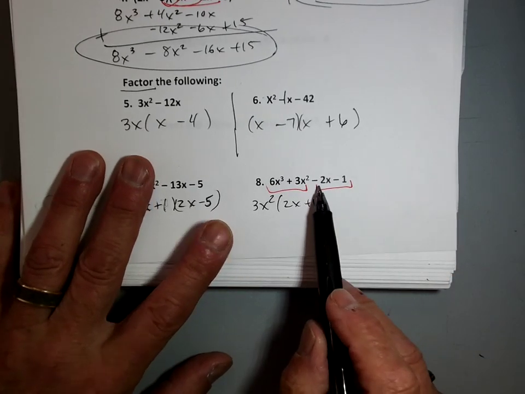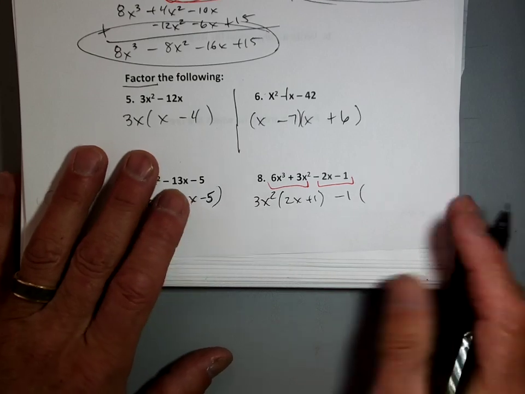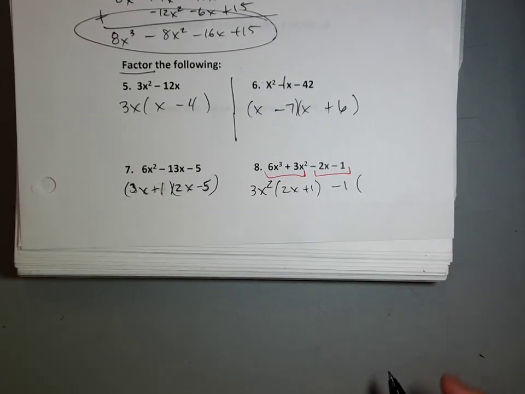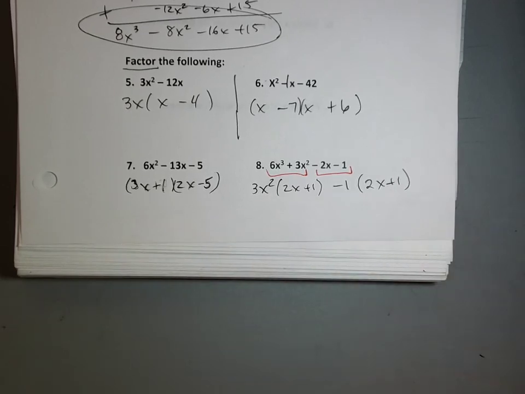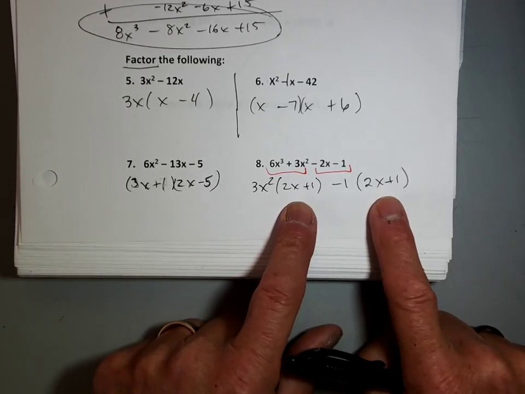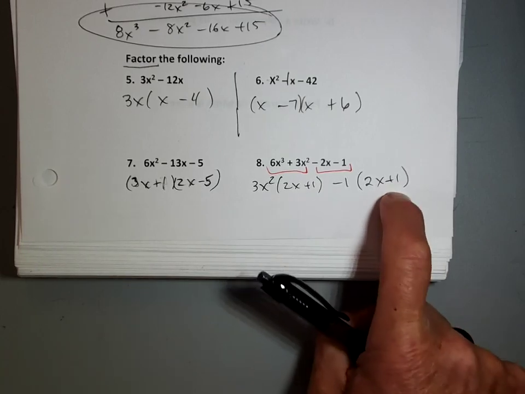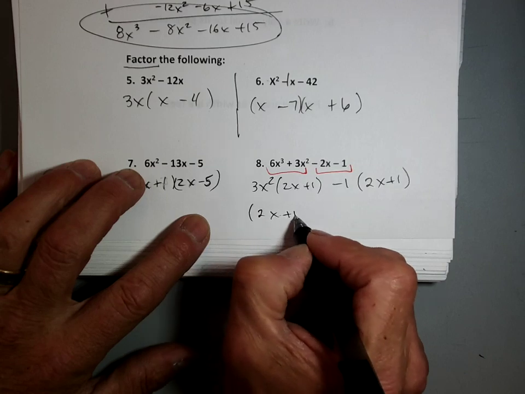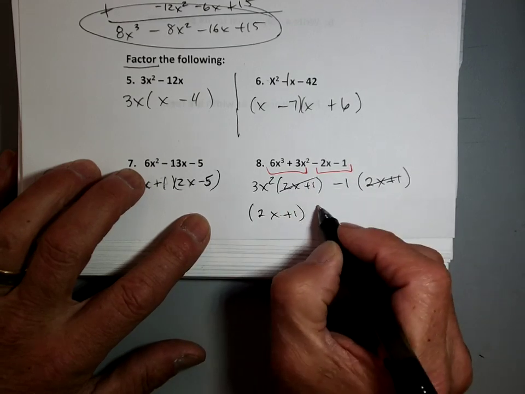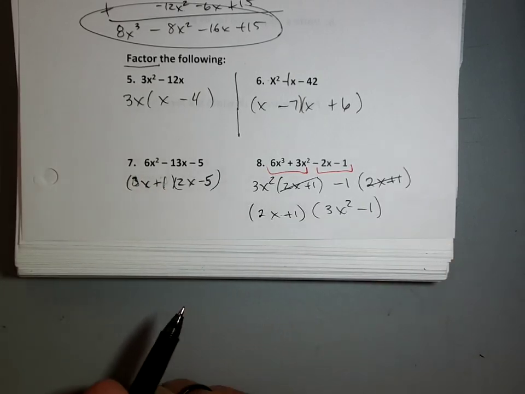These two, all they have in common is a negative 1. It's a little bit tricky, but that's all they have is a negative 1. And if I take out the negative 1, I'd have a 2x plus 1, which is really what I want. I want these two to be the same, right? So when I took out that negative 1, these two became the same. So that worked out really well for me. So then these two have a parentheses 2x plus 1 in common. What's left over is a 3x squared minus 1. Okay? How am I doing?